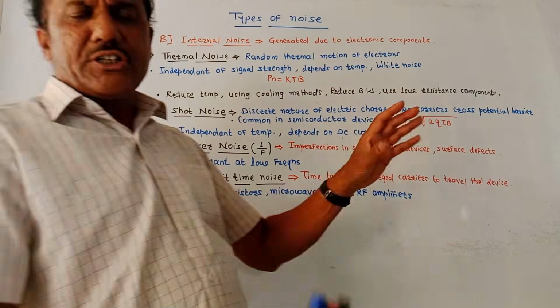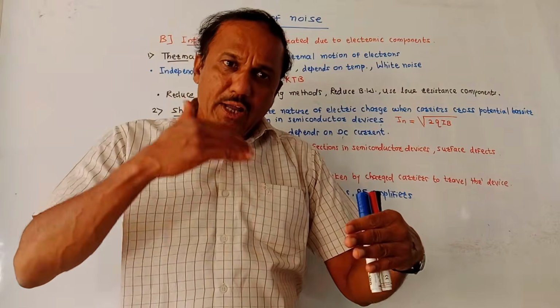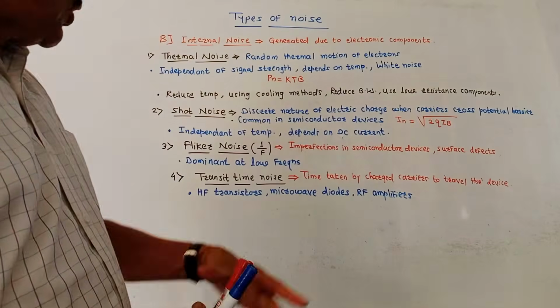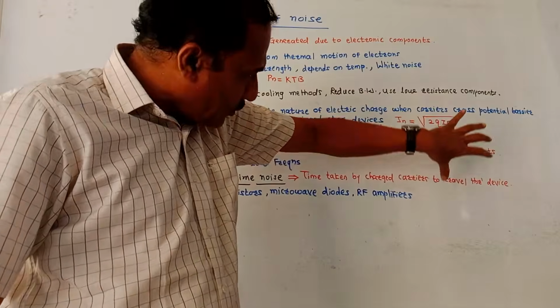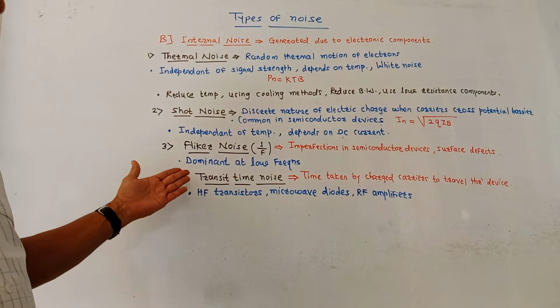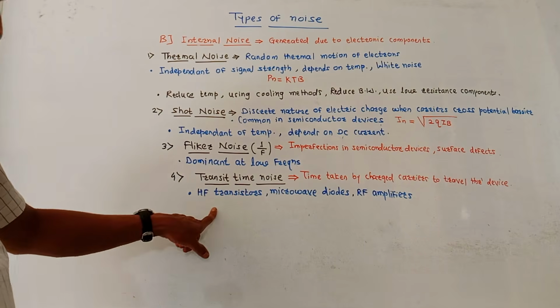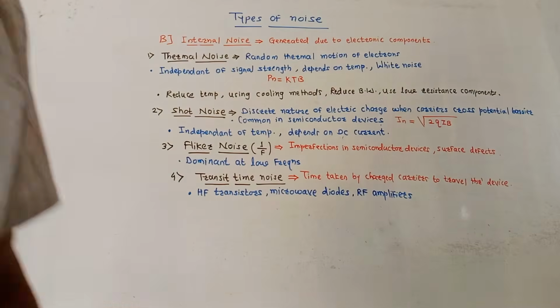Next is the transit time noise. Transit time is related to the time required for the charge carriers to pass through the device. So it is the time taken by the charge carriers to travel through the device, because of which certain noise is created, which is transit time noise. It is common in high frequency, HF, transistors, then microwave diodes and RF amplifiers.